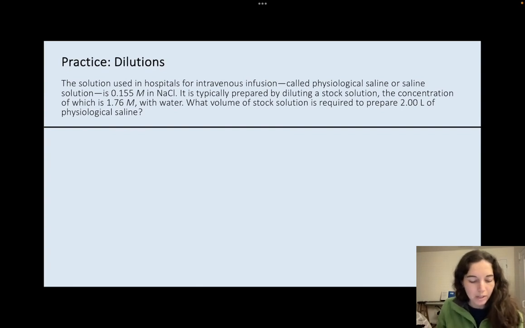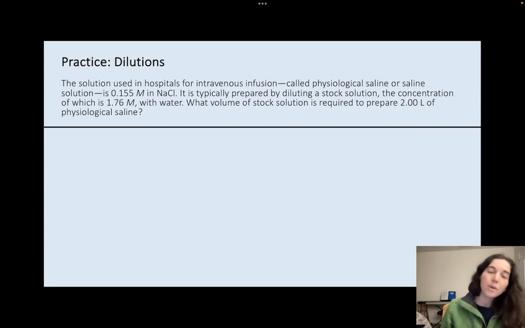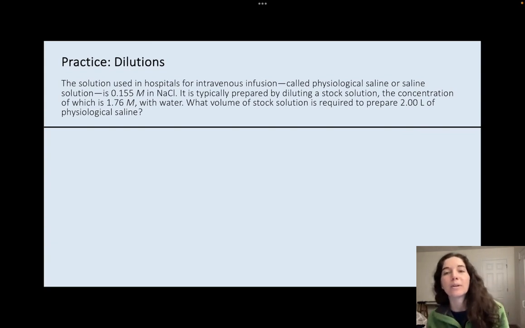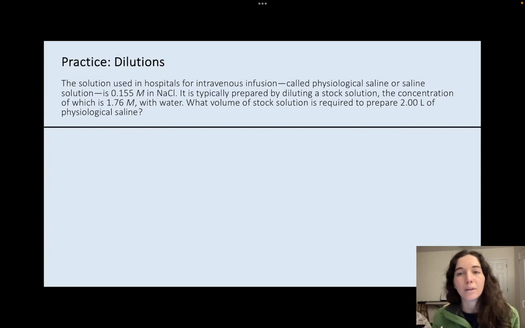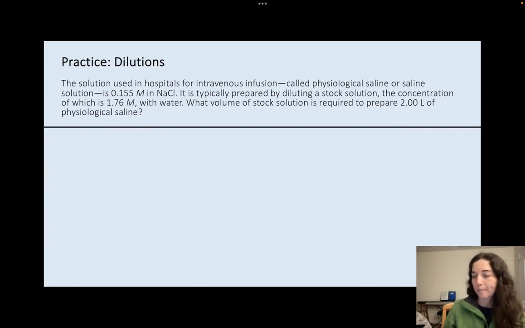Okay, so for this one, the solution used in hospitals is an IV saline solution, and they want a specific concentration at 0.155 molar NaCl. It's typically prepared by diluting a stock solution, the concentration of which is 1.76 molar with water. What volume of stock solution is required to prepare 2 liters of the saline? So see if you can do this one on your own without my help.